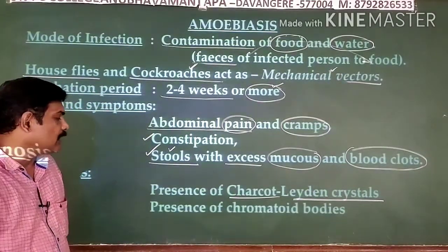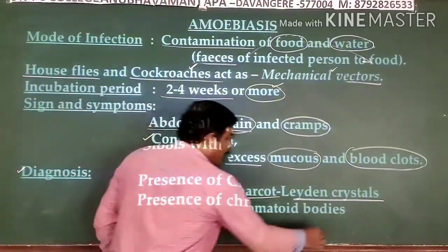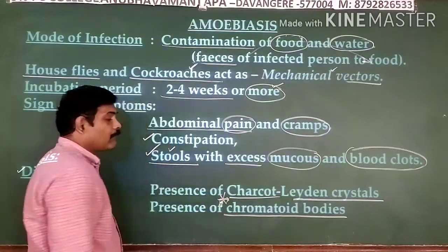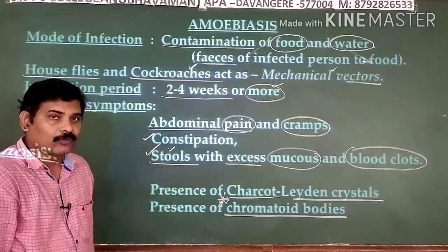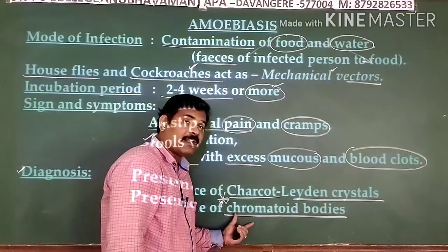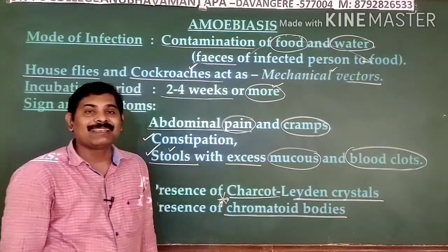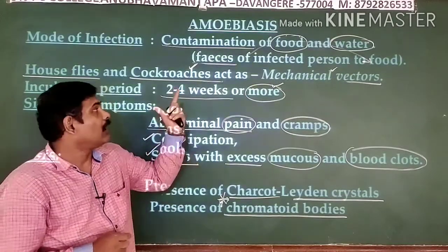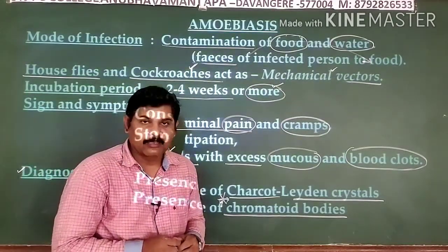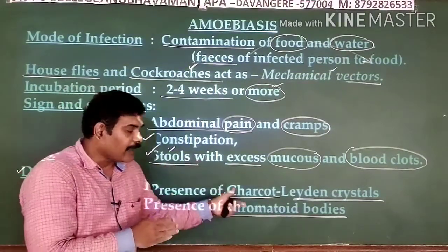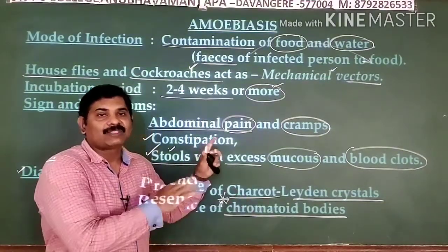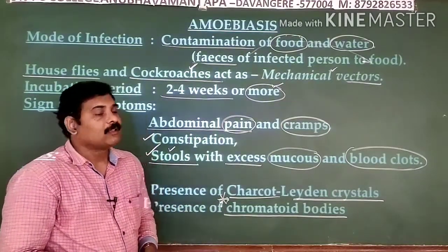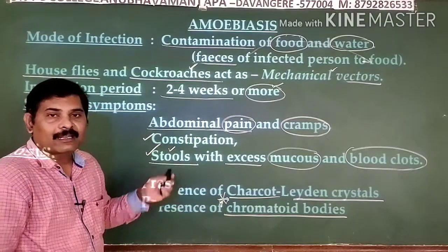The next one is the presence of chromatoid bodies. It's a very important characteristic feature of Entamoeba histolytica. The presence of chromatoid bodies within the cytoplasm is a very important characteristic feature of the cyst of Entamoeba histolytica. So by testing the stool and identifying these things, we can conclude that the person is suffering from amoebiasis, right? So this is the introduction regarding this one.